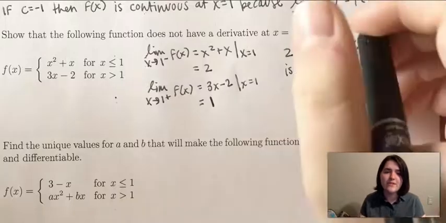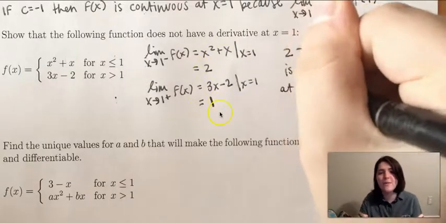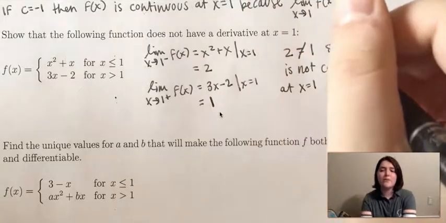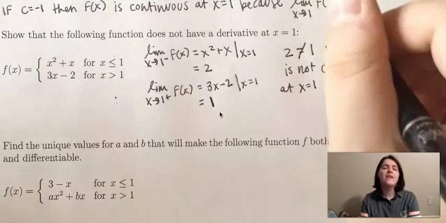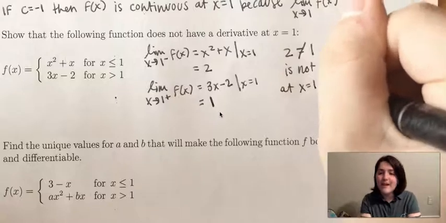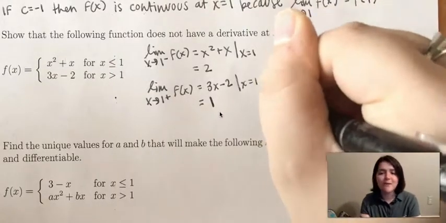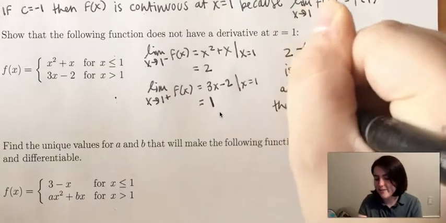So that's what we're doing here. Our left side is 2 and our right side is 1. If 2 doesn't equal 1, as we said at the beginning, the left side and the right side have to be equal. Since we showed that they are not equal, that means the function is not continuous, which means the function does not have a derivative.